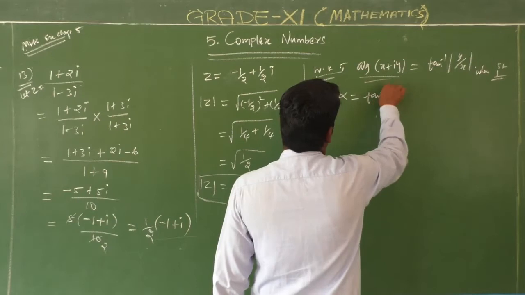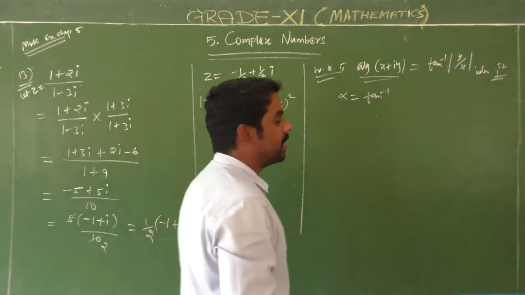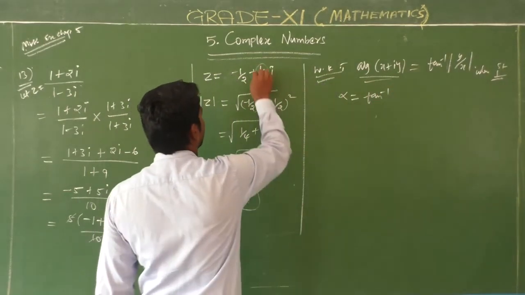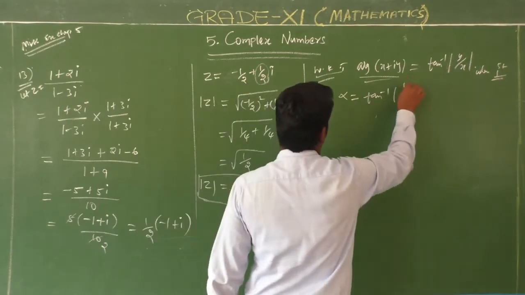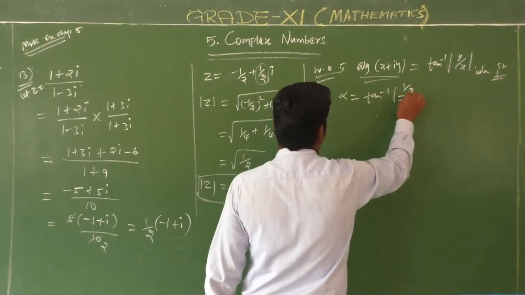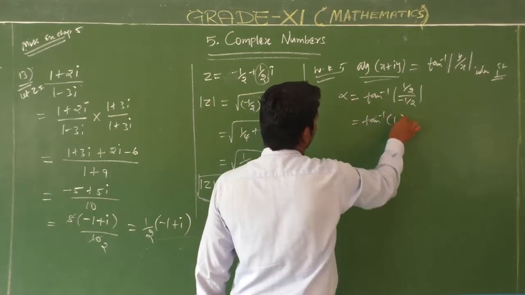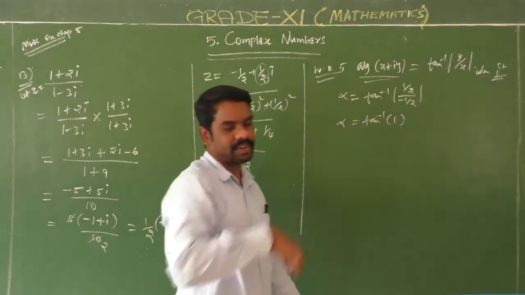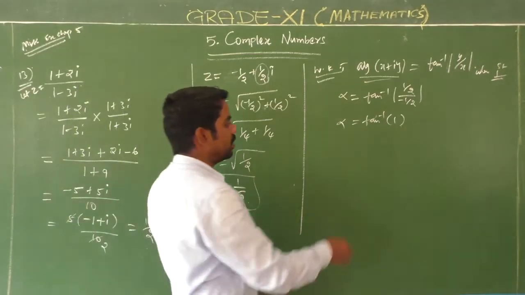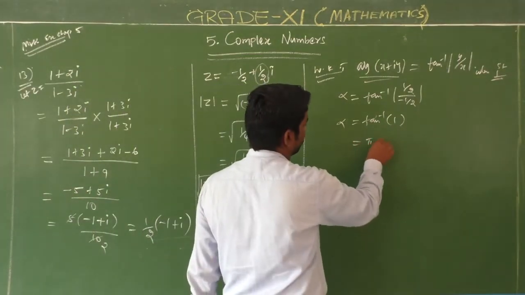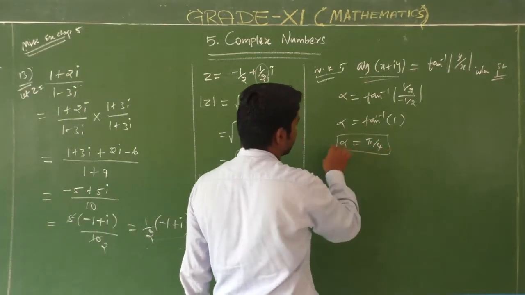of imaginary part by real part. Here the imaginary part is 1 by 2. So 1 by 2 divided by minus 1 by 2, in modulus, is equal to tan inverse of 1. Tan inverse of 1 is pi by 4. So alpha is equal to pi by 4.